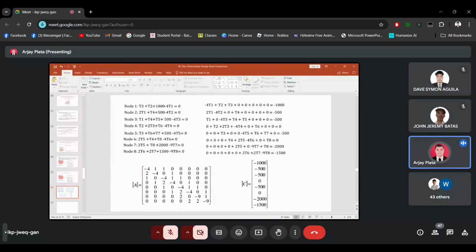So 1, 2, 3, 4, and then 2, followed by 0, followed by negative 9, followed by 1. Okay? And lastly, we have 0, 0, 0, 0, 0, 2, 2, negative 9, negative 1, 5. So it's correct. So from here, you can now solve for the value of T1.